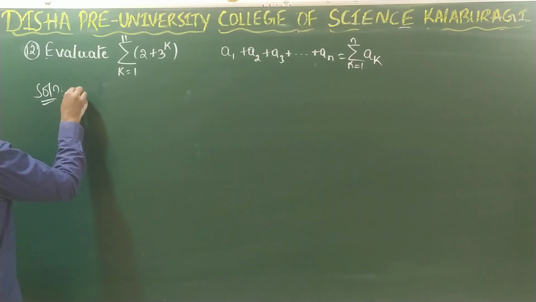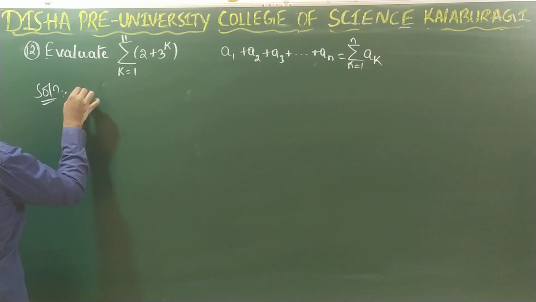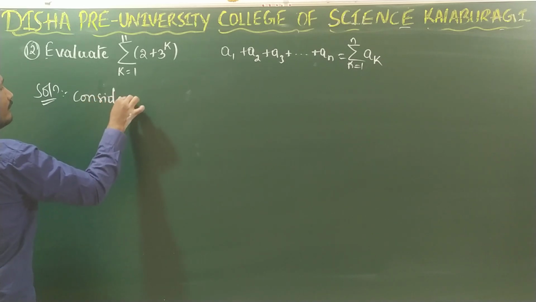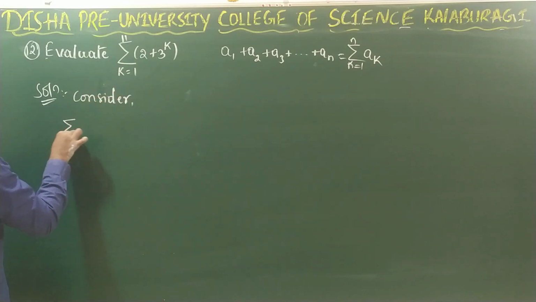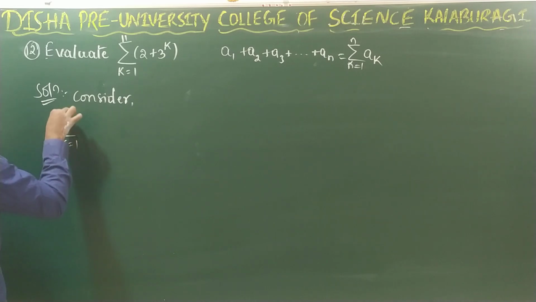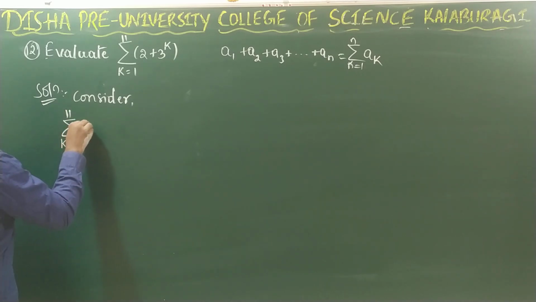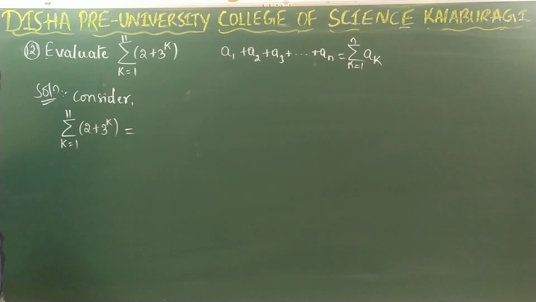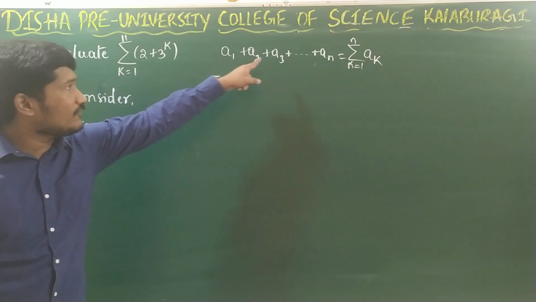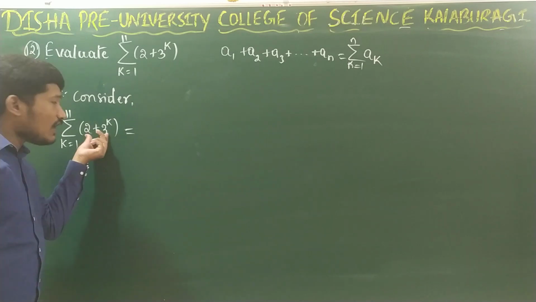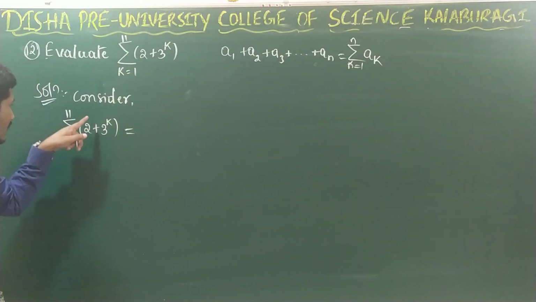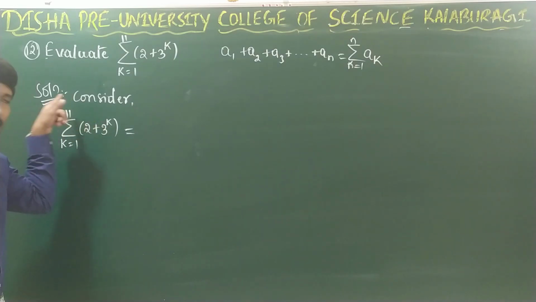So here, what is given? Consider the summation of K is equal to 1 to 11, 2 plus 3 power K. So let us expand it in the form of LHS. This is one complete term. So whatever K value you substitute, it applies for this whole term.